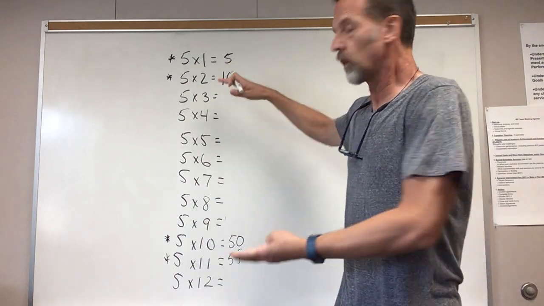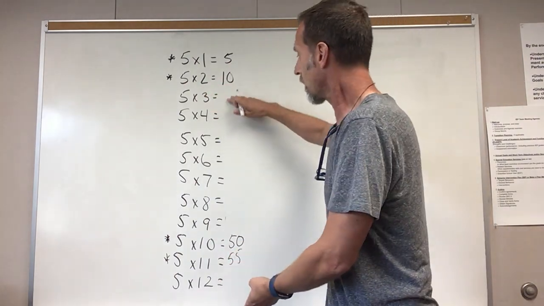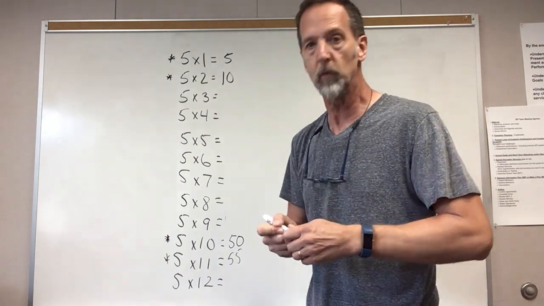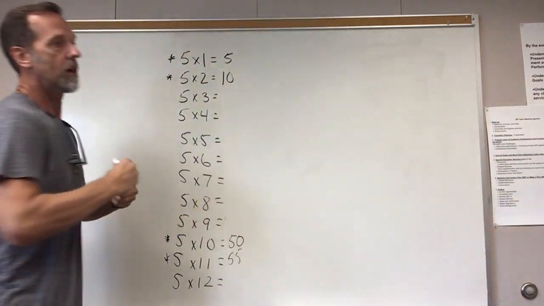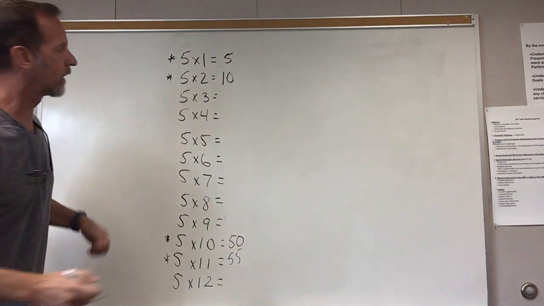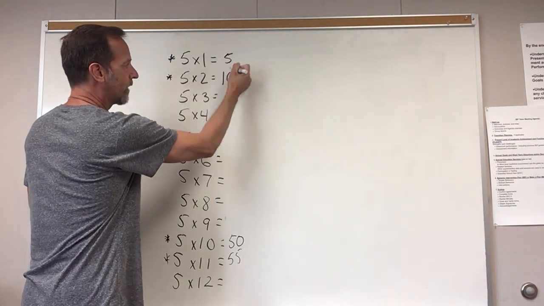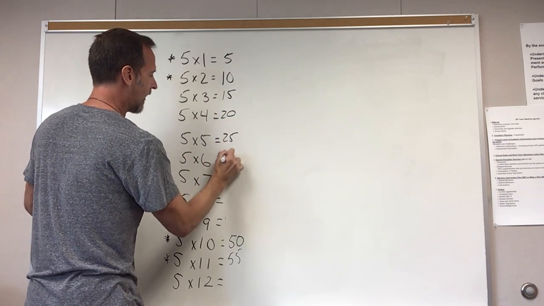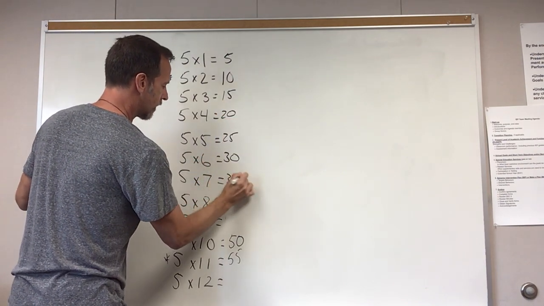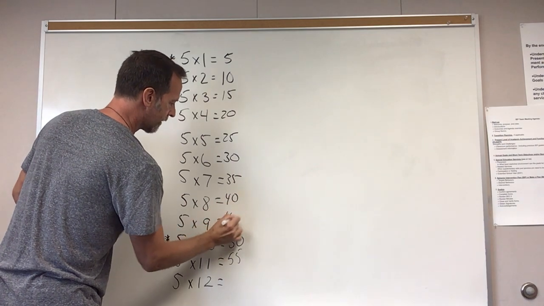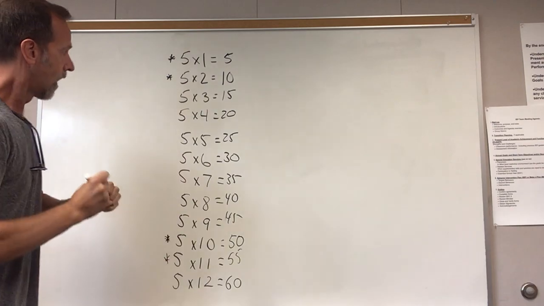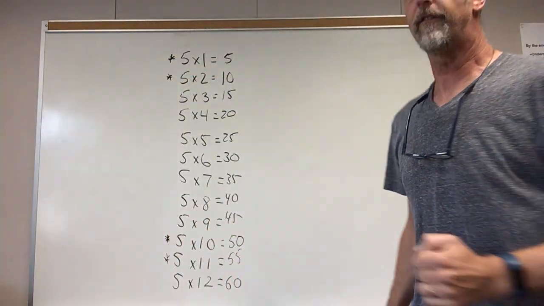55. So if you look at your times 5's tables, there aren't a whole lot of new ones to have to learn, okay? But we're going to count by 5s and go ahead and fill this in. We got 5, 10, this would be 15, 20, 25, 30, 35, 40, 45, 50, 55, 60. All right, so those are our times 5's right there.